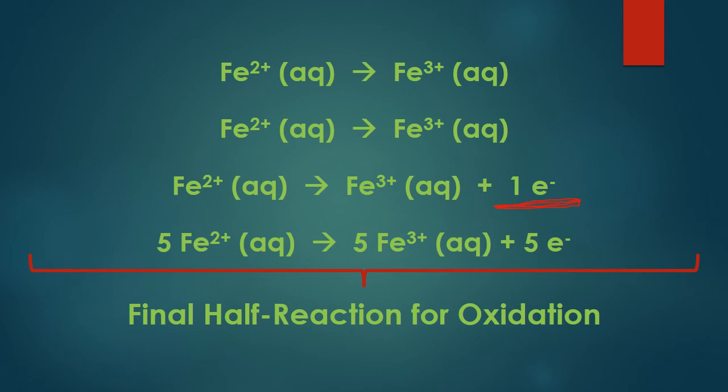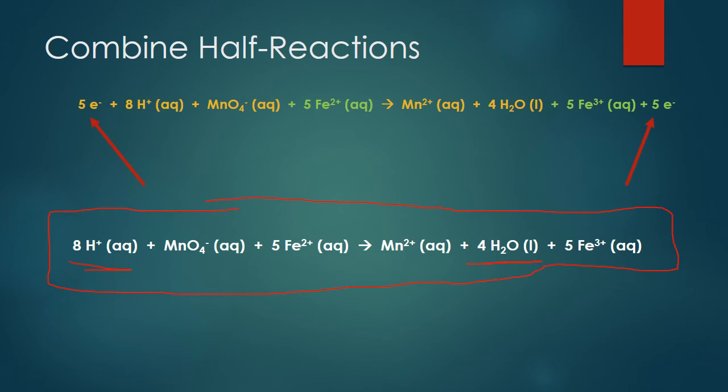So now we're going to take that half reaction from reduction, add it to the half reaction for oxidation, and get our final reaction on the second slide. Here's our final reaction. We've combined the reduction, which is in yellow, with the oxidation, which is in green. We note that there are 5 electrons on both sides of the equation, which means we can cancel them out and get our final redox reaction. 8 hydrogen ions plus permanganate ion plus 5 iron 2 ions will create a manganese 2 plus ion, 4 water molecules, and 5 iron 3 plus ions.